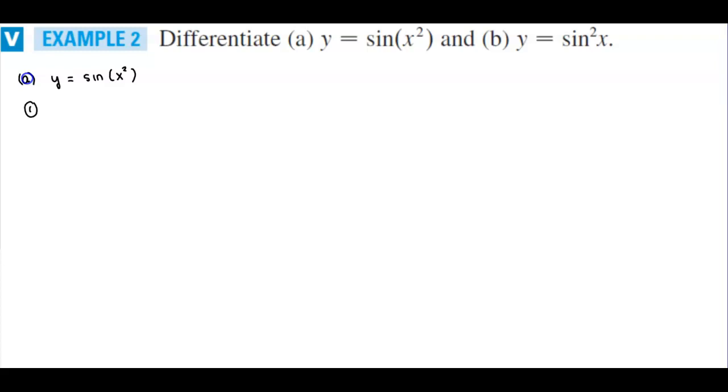So first, let's identify what is the outer function. Well, the outer function is the sine function. And the inner function is the squaring function.